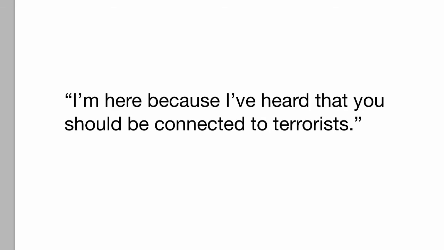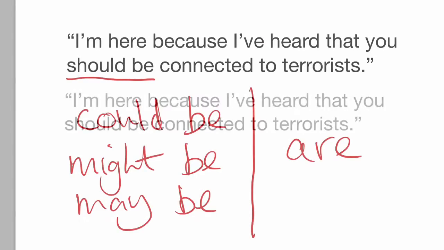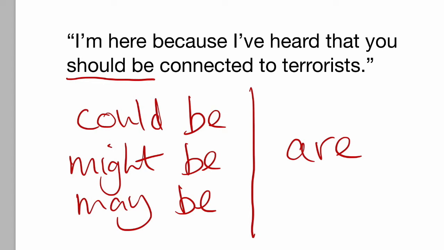So I want you to pause the video just for a moment and think, how can you correct this sentence? And I'll tell you the answer in 2 seconds. 1, 2. There are 2 options. You can keep the element of possibility with a modal verb. So could be, might be, maybe, they all work here. Or you can say the sentence without a modal verb and just say, I'm here because I've heard that you are connected to terrorists. That would work here as well.